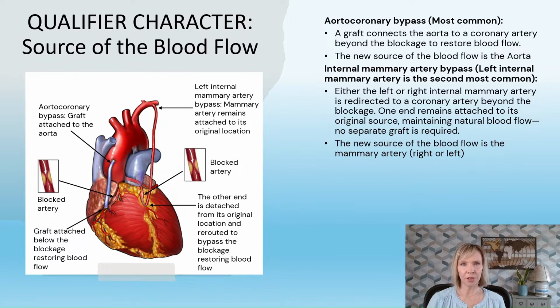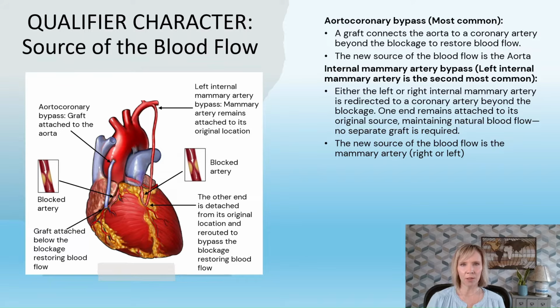The most common type of coronary artery bypass is the aortocoronary bypass. In this procedure, a graft is used to connect the aorta to a coronary artery past an area of blockage. This creates a new path for blood to flow around the blocked area. Since the aorta is the new source of blood, the qualifier in the ICD-10-PCS code will be aorta.